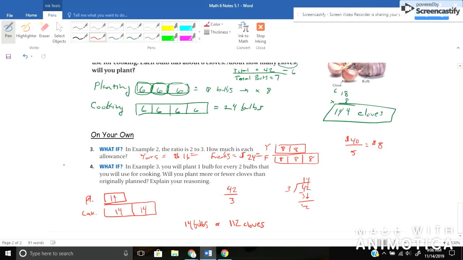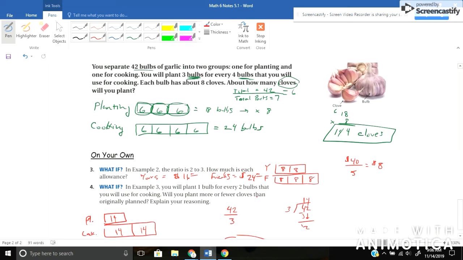Well, here's 112, and originally we had 144, so that would be fewer. And the reason is because originally we had planned to plant 144, and if you changed your ratio to 1 to 2, it would be only 112, so that'd be 32 fewer than originally planned. So hopefully you're starting to catch on with these tape diagrams.